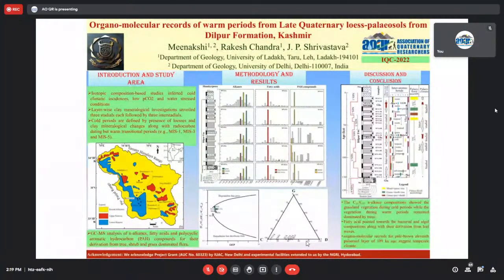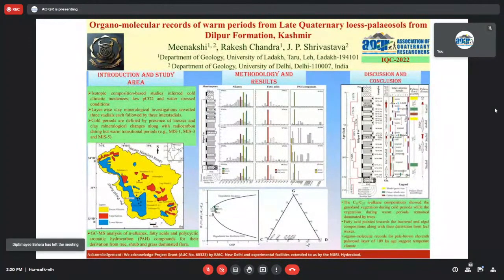Good afternoon to everyone. I'm Meenakshi from University of Ladakh. I'm presenting my work on organomolecular records of warm periods from the late Quaternary lowest Paleosols from Dilpur Formation, Kashmir. Based on the isotopic composition studies over the lowest Paleosol sediments, Krishnamurthy et al. 1982 and Dar et al. 2015 inferred cold climate with low CO2 pressure and water stressed conditions.